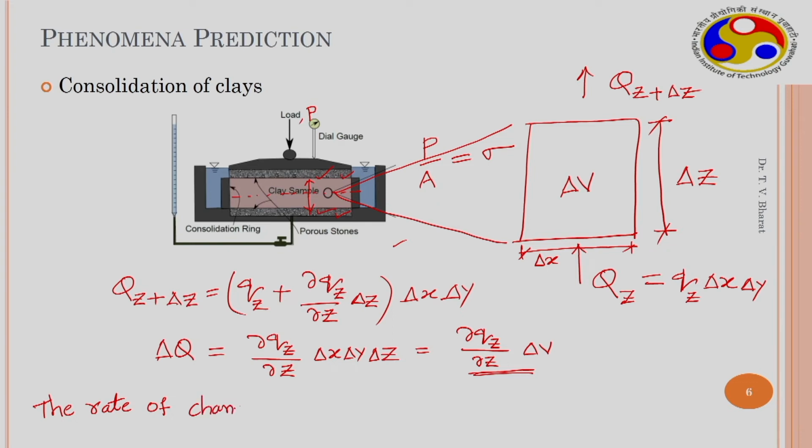change of volume of voids, because the flux is changing, because the volume of the element is getting compressed. The volume of voids is given by the porosity n, which is the volume of voids per total volume. So porosity times total volume is the volume of voids, and the rate of change is dou by dou t of n times delta V. These two quantities should be equal.